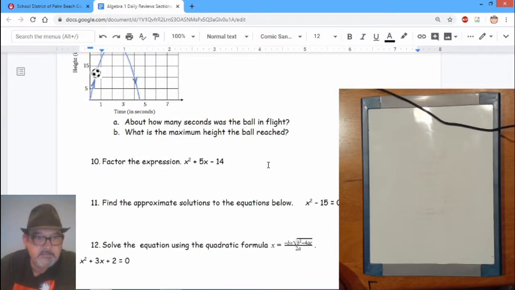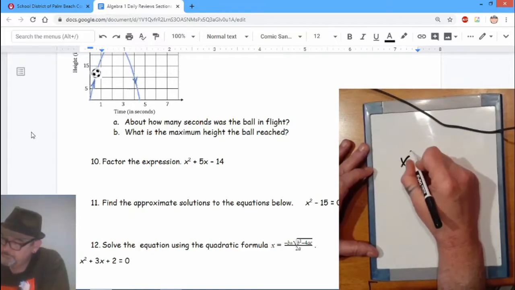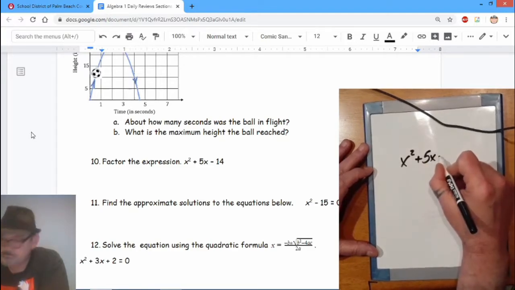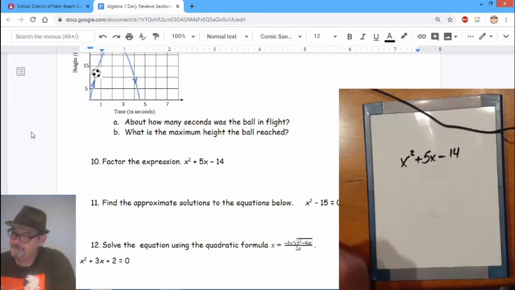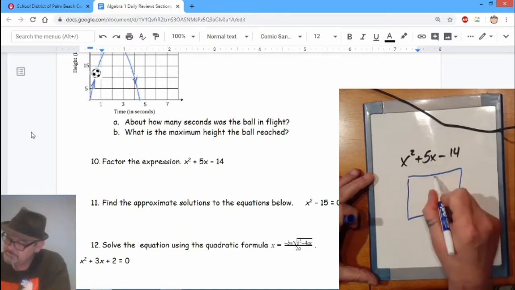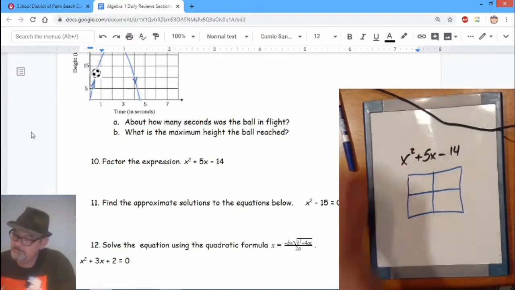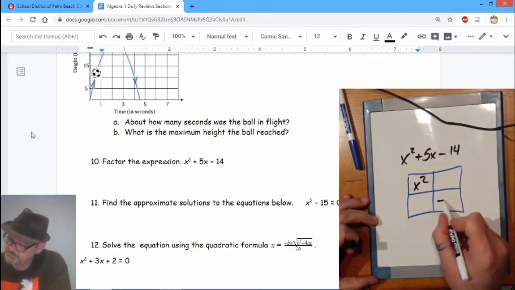Number 10. Factor the expression, right? So x squared plus 5x minus 14. So guys, factoring. Don't remember how to factor. Make your box. Make your 2 by 2 box. Plus, plus. All right. X squared goes here. Minus 14 goes down here.